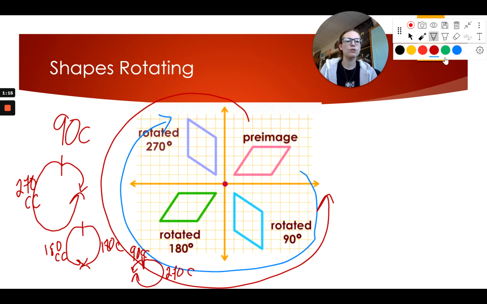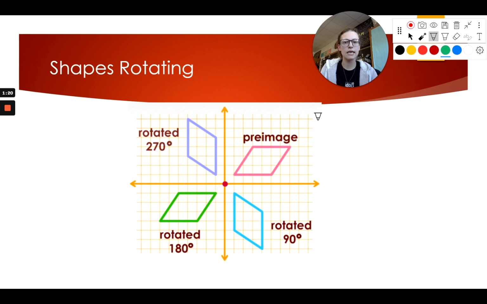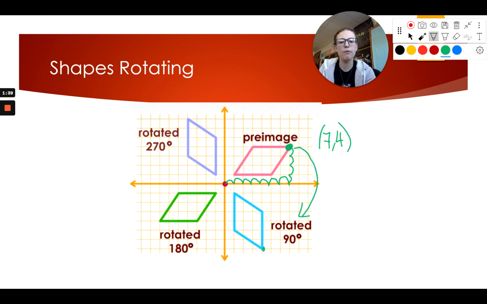So in order to identify rotations, let's take a look at this very edge corner of this pre-image. So currently this point is at 7, 4. That is where the corner of my pre-image is. When I turn that 90 degrees clockwise, that viewpoint is all the way down here, which now the coordinate points are at 4, -7. What just happened is those numbers switched places.